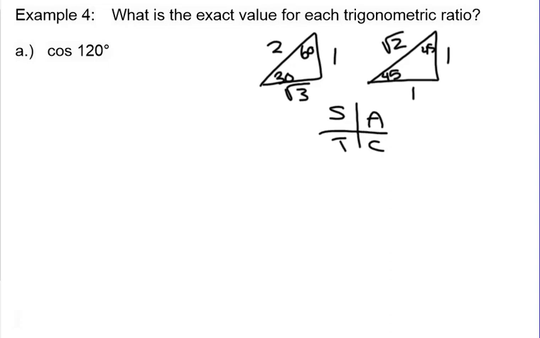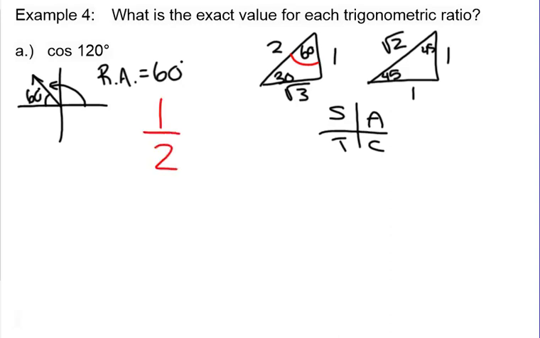Well, 120 degrees is about there. That's going to have a reference angle: 180 subtract 120 is 60 degrees. That just tells us which corner of our triangle we're going to look at. So our corner right here, if we're looking for cosine, cosine is adjacent over hypotenuse, so 1/2. Then our last thing to check is that we are in quadrant 2. The sign on cosine is negative in quadrant 2.